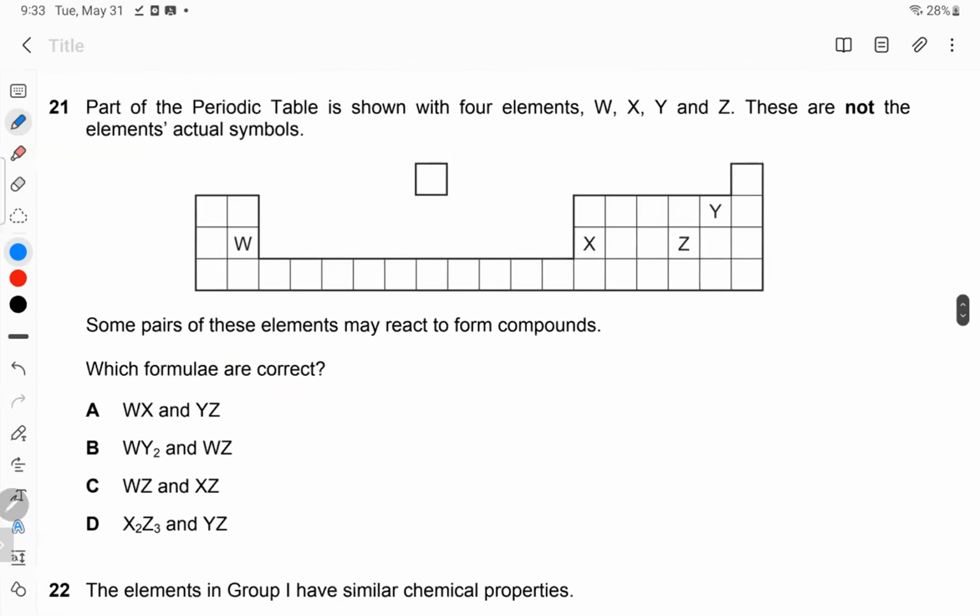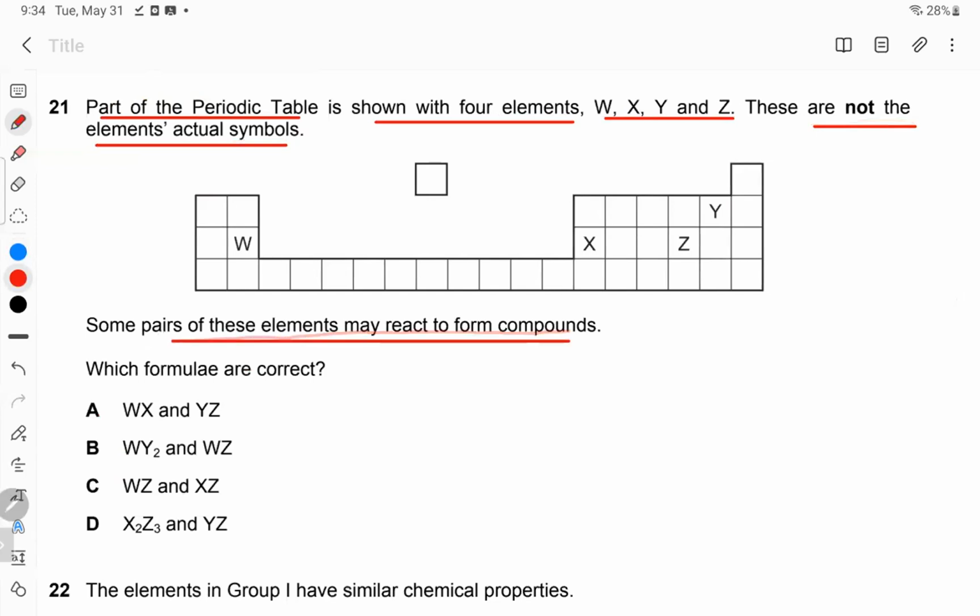Question number 21. Part of the periodic table is shown with 4 elements W, X, Y, and Z. These are not the elements' actual symbols. Some pairs of these elements may react to form compounds. Which formula is correct? So can anybody tell me the answer? Sir, B.